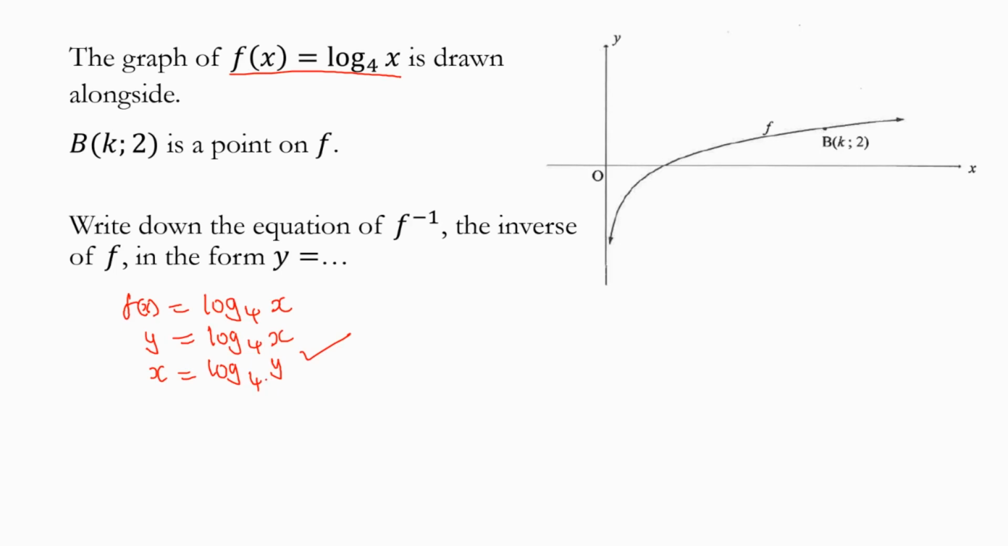So we are changing from logarithmic form to exponential form. So this is 4 to the power x is equal to y. Okay, done. Right, in the form y is equal to. So y is equal to 4 to the power x.